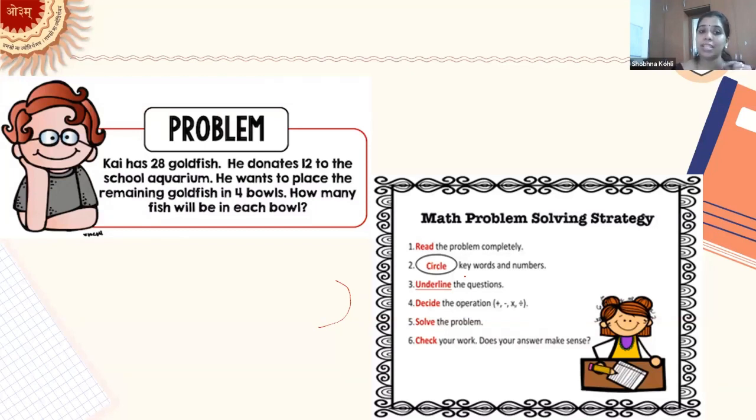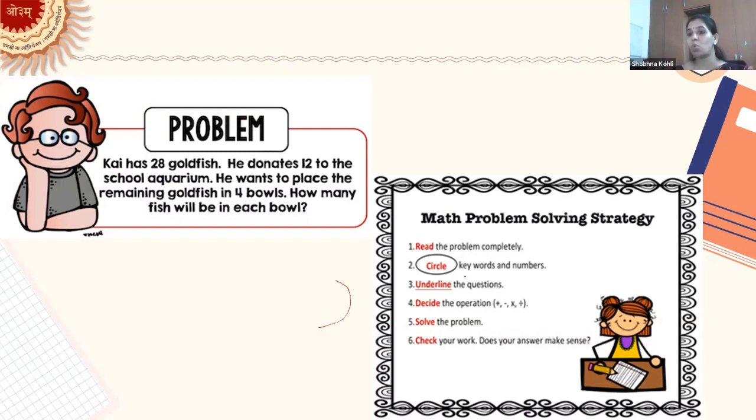He wants to place the remaining goldfish in 4 bowls. How many fish will be in each bowl? Now we have to teach them. They have to circle or underline the keywords and numbers. Then underline the question, what they want. The first sentence here is, he donated 12 to the school aquarium. So here itself, you can find out what is left, right? How many fishes are left? So they have to subtract.